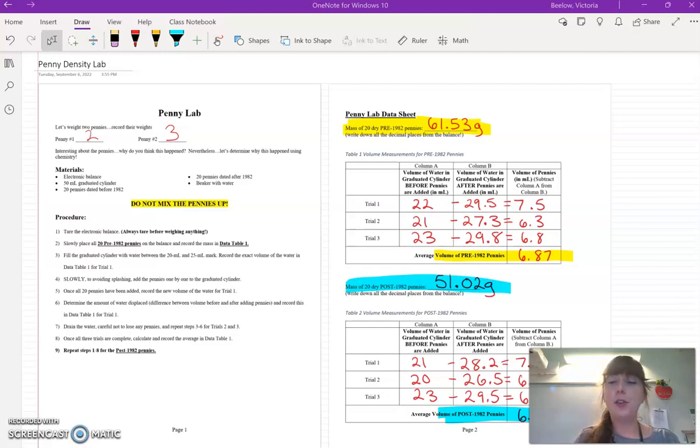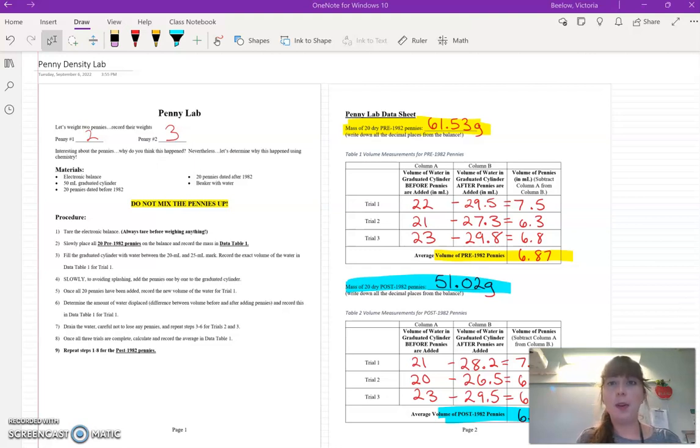So if I took 2 pennies, I went to the store, I got some change, and I have 2 pennies, and I went to weigh them. I would expect them to weigh the same, right? However, I did that and they didn't weigh the same. One penny weighed about 2 grams and the other penny weighed about 3 grams. That's a whole gram difference. So how can we explain this? Well, we can explain this using density.